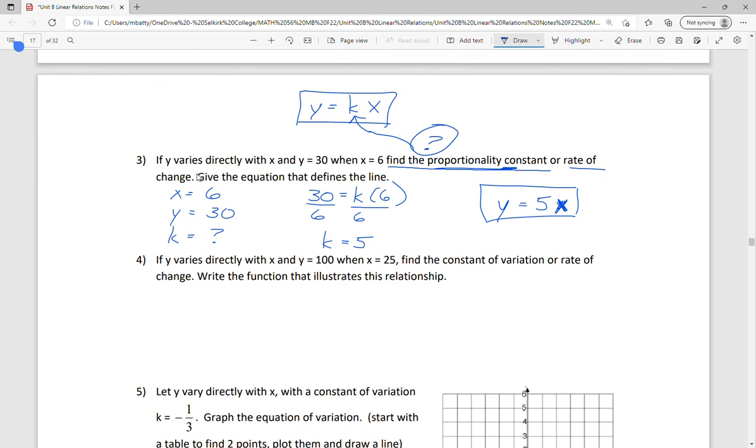If you want, give the video a pause and try this one. This one says y varies directly. So that's that lingo. There's a constant of variation or direct variation. We know that y equals 100 and x equals 25. It says find that constant of variation. That's what we're looking for, k. And after we figure that out, give the equation or give the function that illustrates that. We can just go equation.